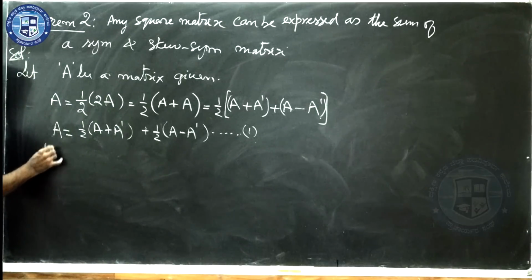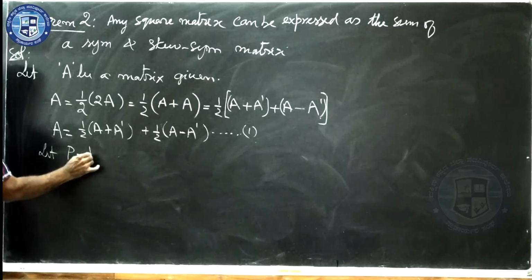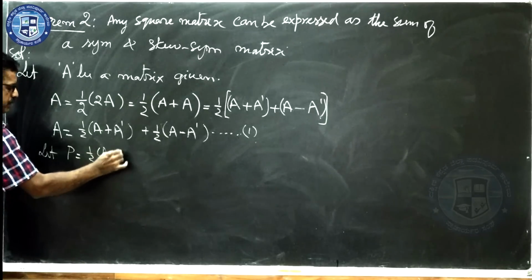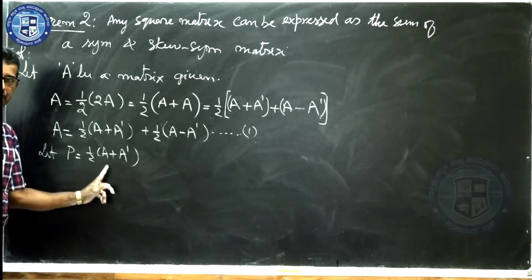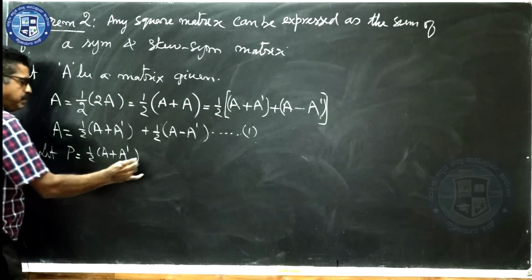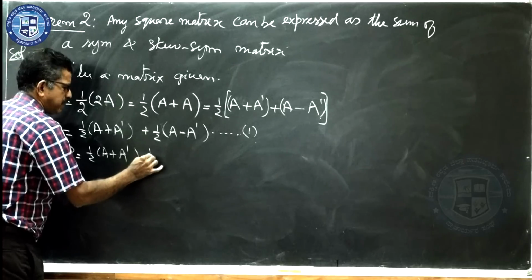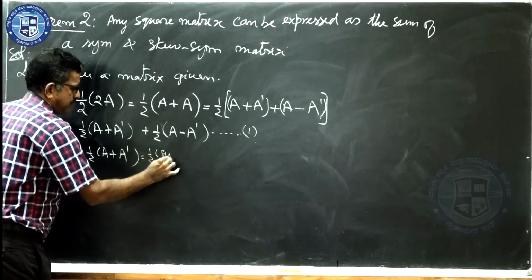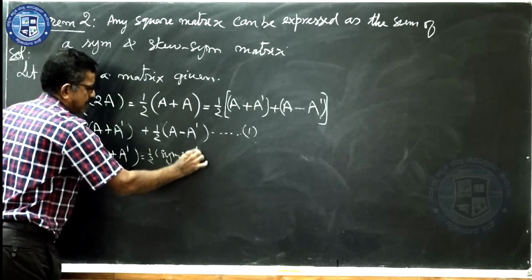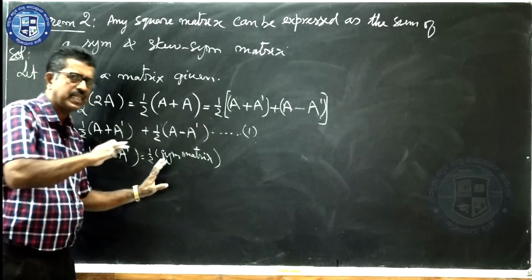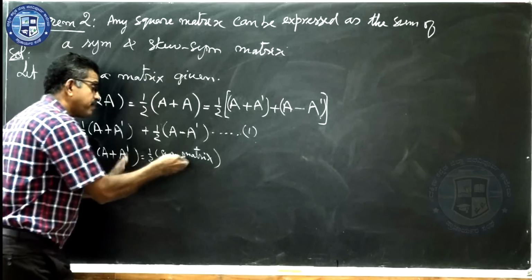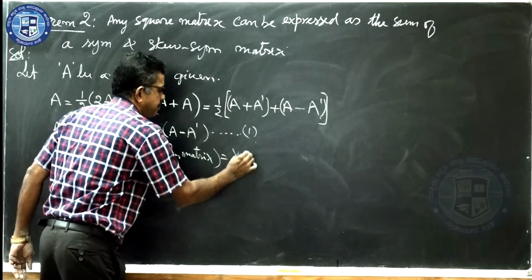Therefore, if I take P as half of A plus A dash, so this is half of a symmetric matrix. You know that a symmetric matrix means it satisfies x dash equal to x. Therefore, half of that also is a symmetric matrix.